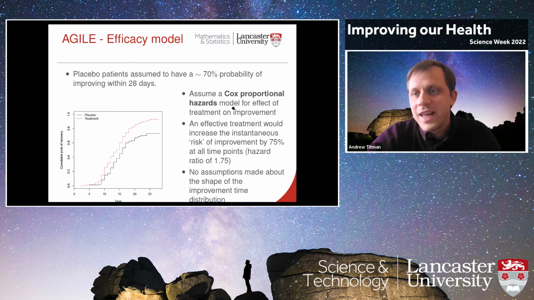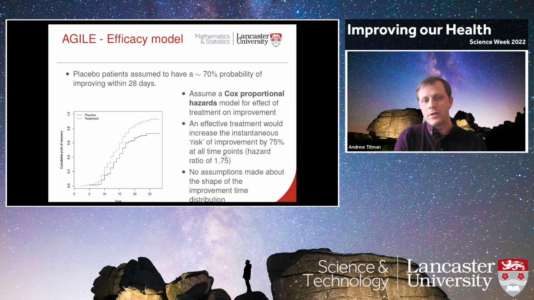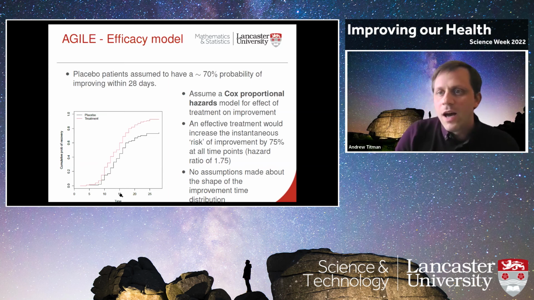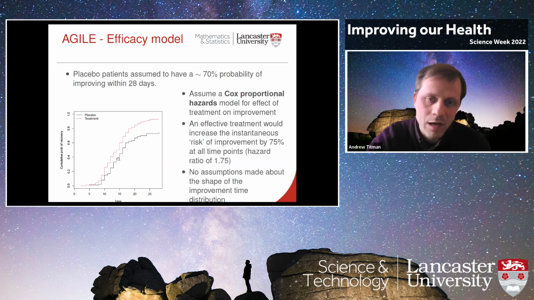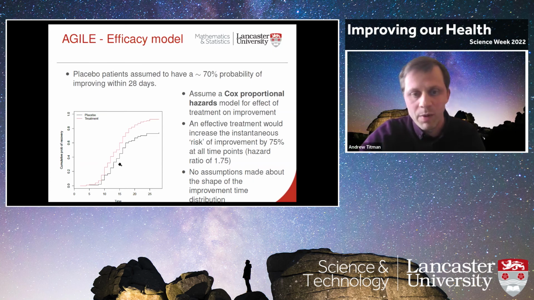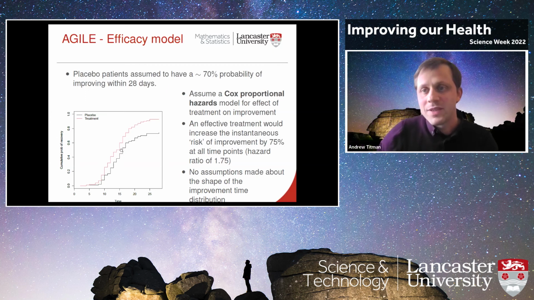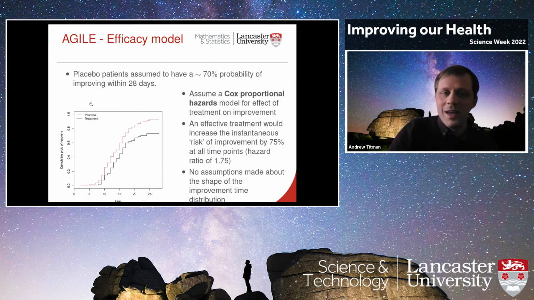It's a time to event endpoint. So the standard approach to this is a Cox proportional hazards model, which is saying that if we've got 2 patients at a particular point in time, let's say 15 days, and neither of them have had this improvement yet, then the effect of treatment would be, for any particular time point you considered like that, the instantaneous risk, or you can think of it as a sort of probability of having the improvement on that particular day, will be effectively 75% higher for the treatment arm than the patient on placebo, if it's an effective treatment.